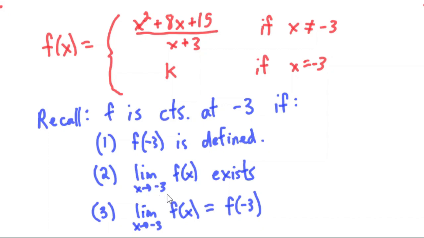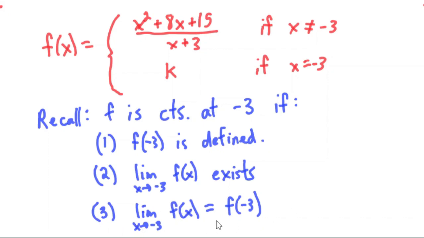Does the limit as x approaches negative 3 of f of x exist? Well, yeah, we can find that out. And then not only does this limit have to exist and this function value have to be defined, these two things have to equal each other. That's part 3. In fact, part 3 kind of encapsulates parts 1 and 2. In other words, f of negative 3 has to be defined in order to be able to say this, and this limit has to exist in order to be able to say this. So it really all comes down to this right here.